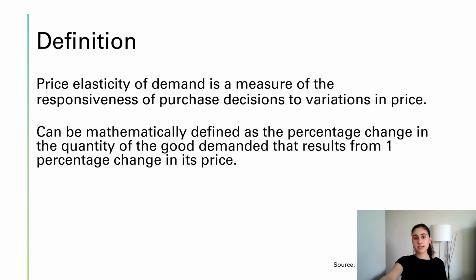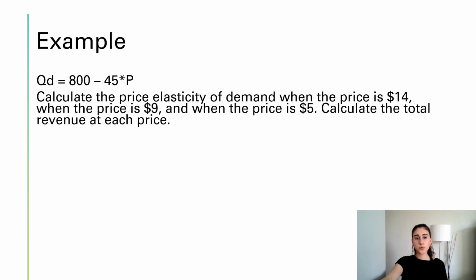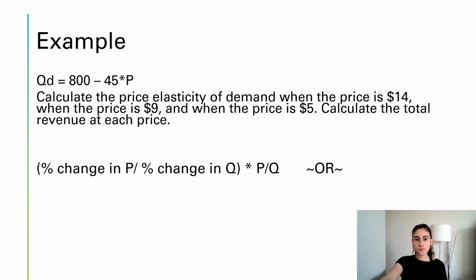Mathematically, price elasticity is defined as the percentage change in the quantity of a good demanded that results from a 1% change in its price. We will proceed to understand price elasticity with an example. In this example, we're given a demand function. Quantity demanded equals 800 minus 45p. And we're asked, calculate the price elasticity of demand when price is 14, when price is 9, and when price is 5. Calculate the total revenue at each price.